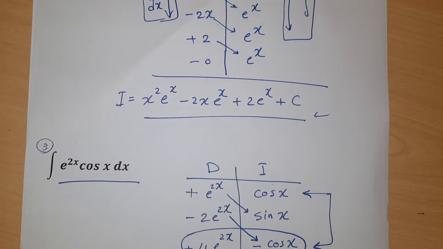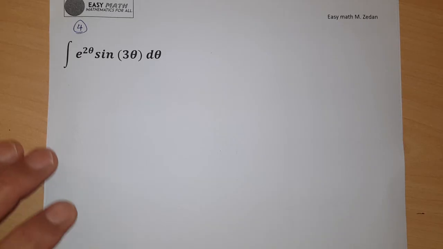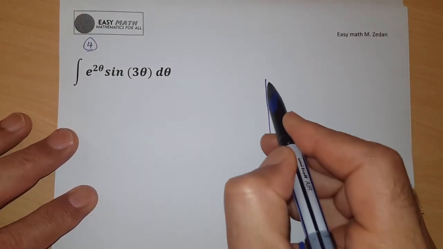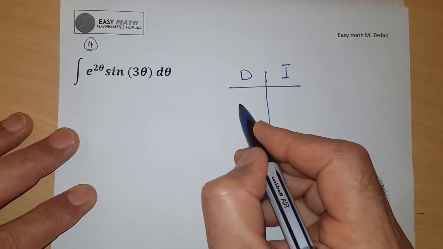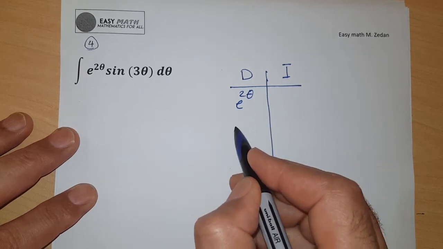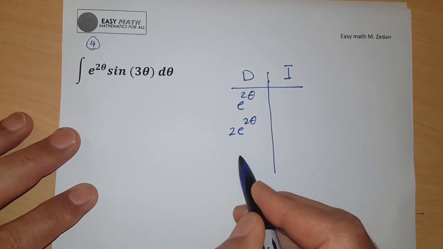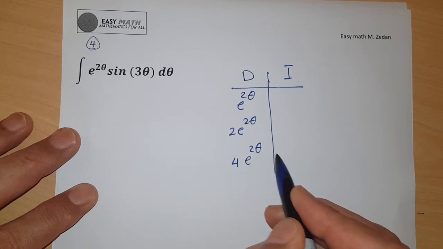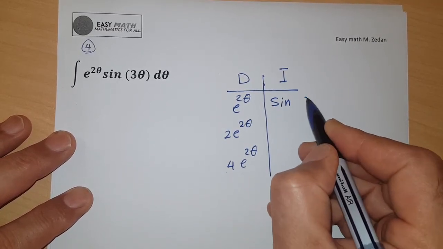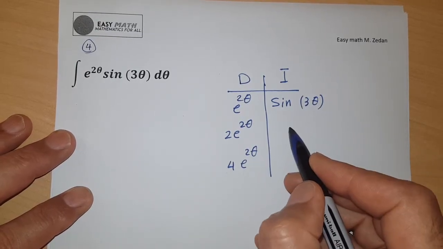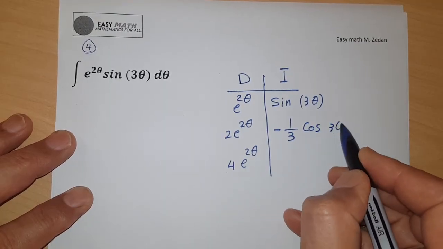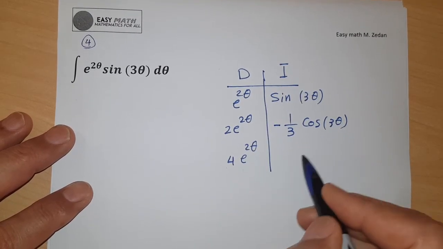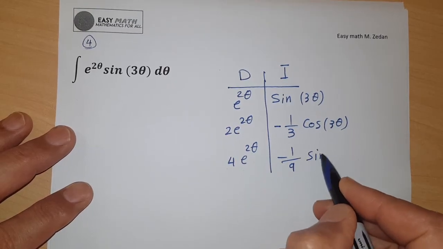The last one I want to show you, our last example I have, this one. The integral of e to the 2 theta sine 3 theta. The same way here, by using tabular method, the derived function here, integrated function here, I have e to the 2 theta, its derivative 2e to the 2 theta, derive again 4e to the 2 theta. I have here sine 3 theta. Integration of sine is negative cosine, negative 1/3 cosine 3 theta. The integral of cosine is sine, so negative 1/9 sine 3 theta.